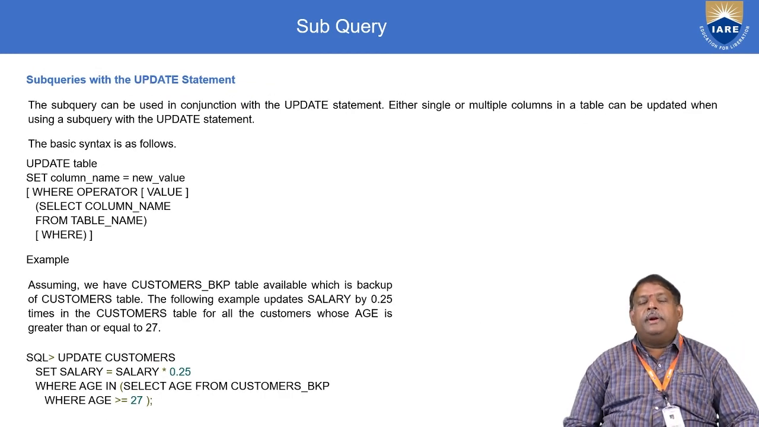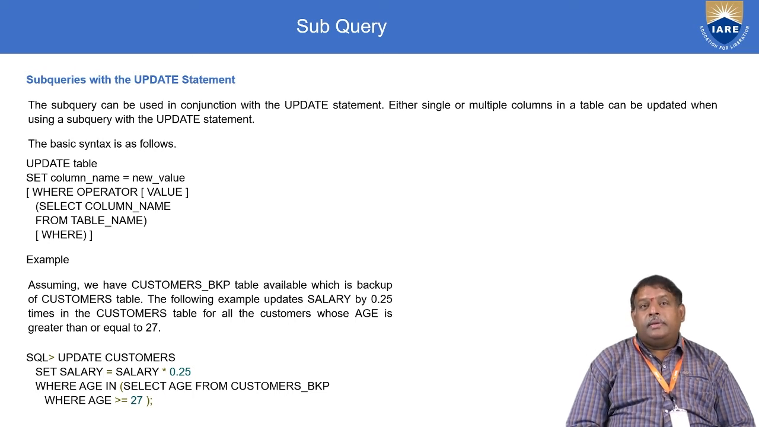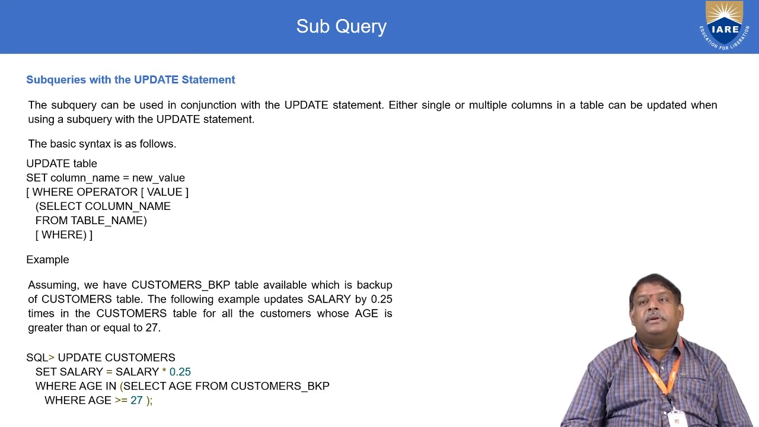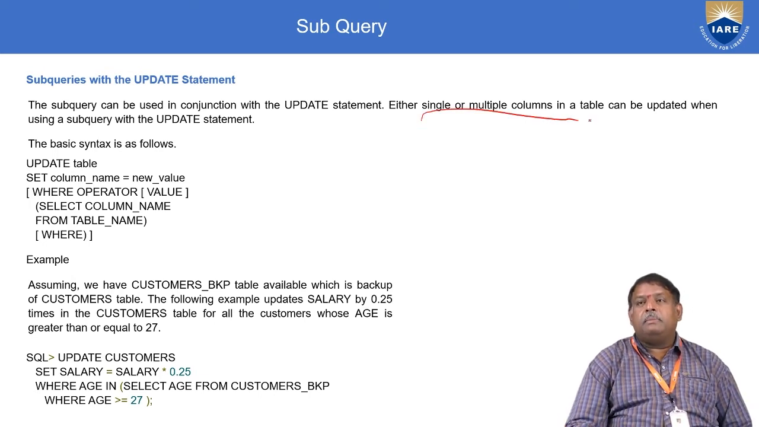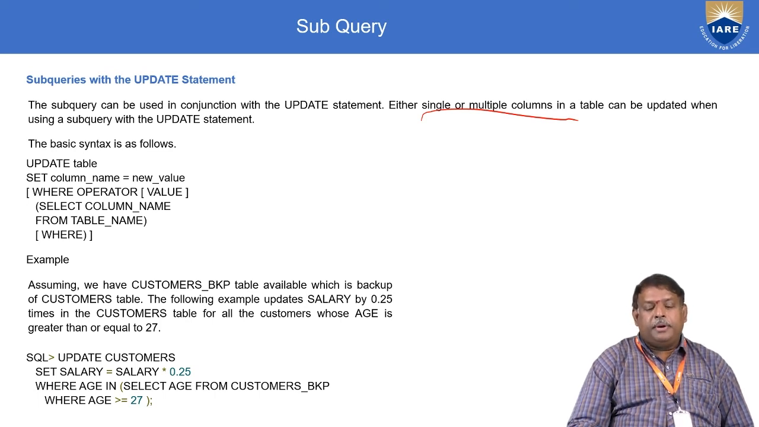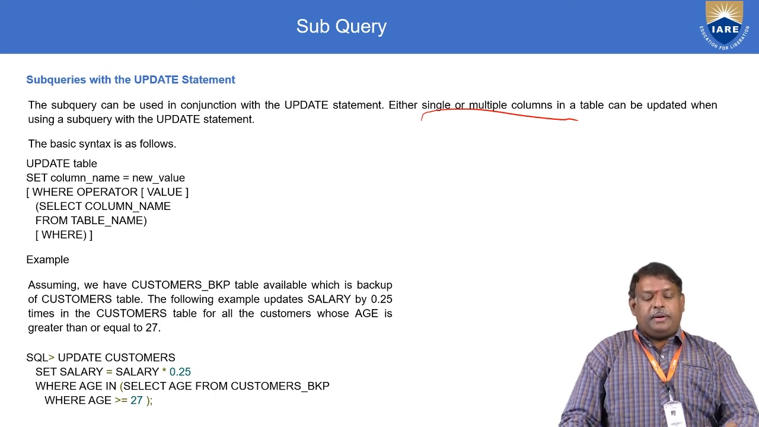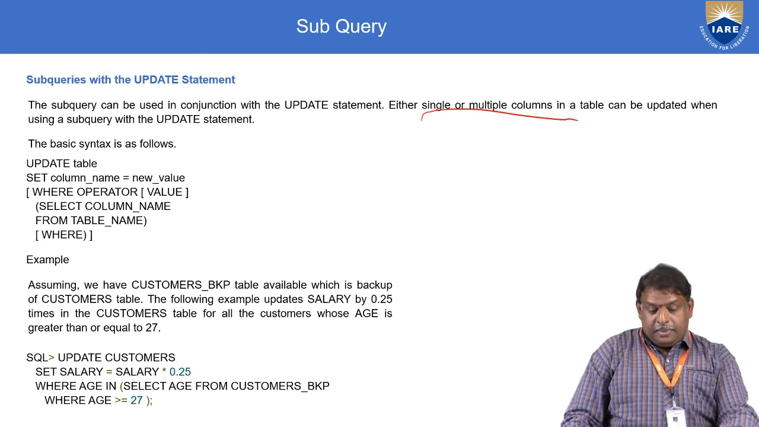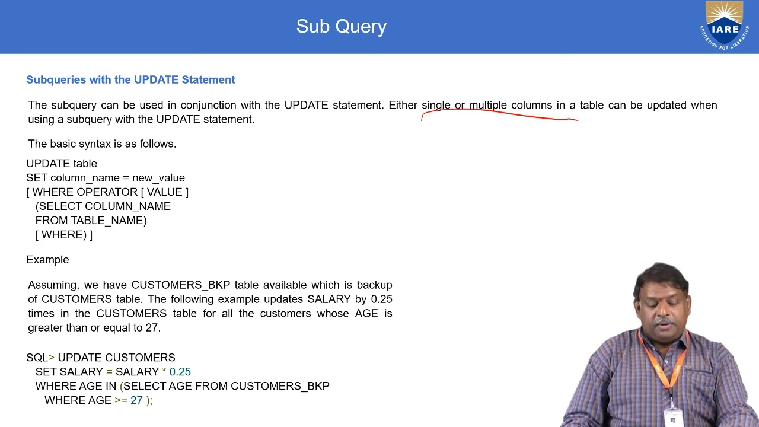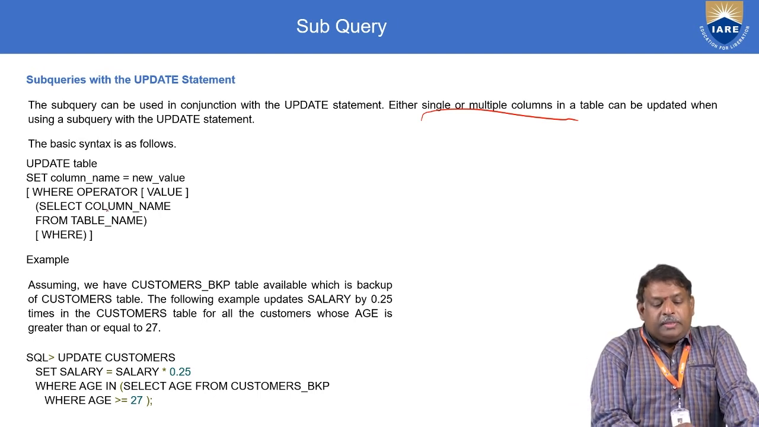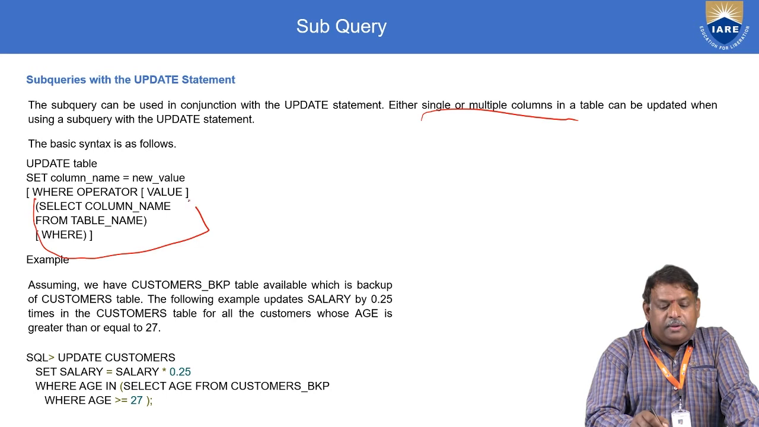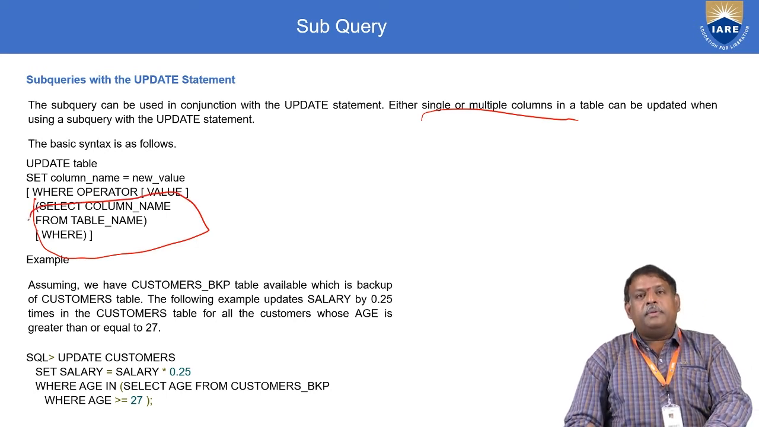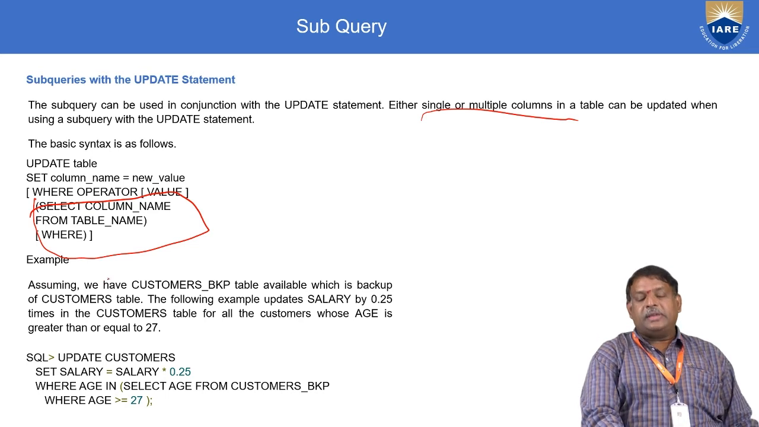Now, update queries. Subquery with update statement. A subquery can be used in conjunction with an update statement. Either single or multiple columns in a table can be updated when using a subquery with the update statement. The basic syntax will be update table name, set column to the values, where the column value would be from the subquery. Sorry, this is an example.